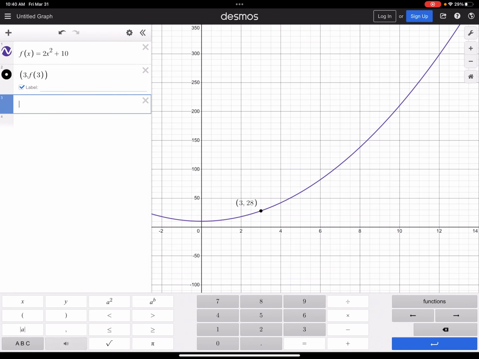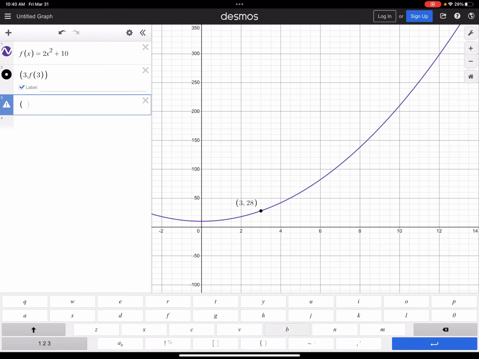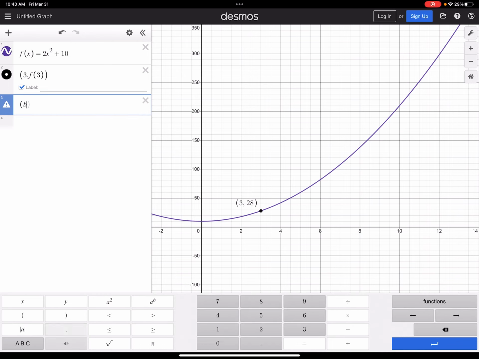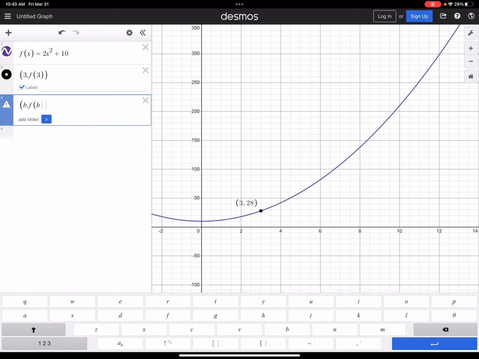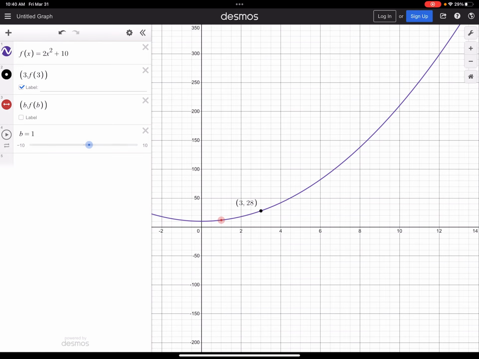Now the next point that we want to do is general. We're going to say (b, f of b). Now notice it says, would you like to create a slider for b? And you should say yes. So just click that and create a slider. Now b becomes a slider that I can move around, and notice that it makes a point somewhere on the curve depending on what b is.